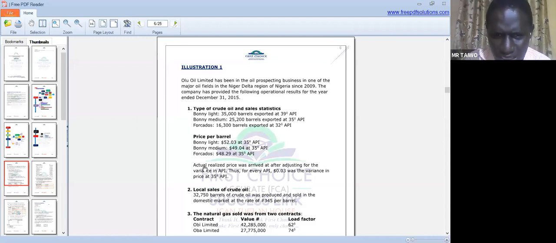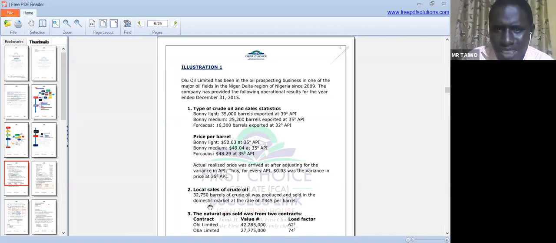Look at what they said. They now say the actual realized price was arrived at after adjusting for the variance in what? In API. For every degree of API, $0.03, that's cents, was the variance in price at 35 degree API. It means that if the oil you are selling has an API that is more than 35 degree, for every degree increase in that API, we are charged what? $0.03.